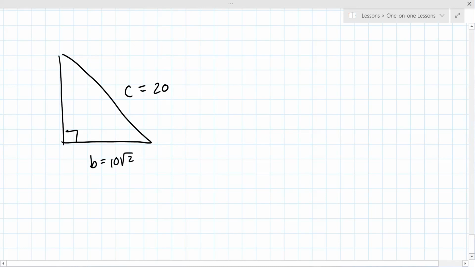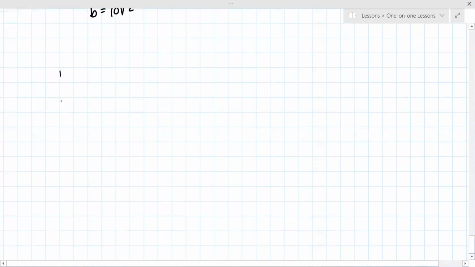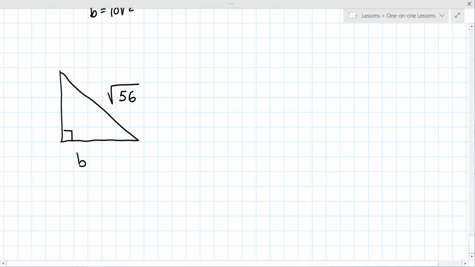Now, these are a little harder to make more difficult, but I'll try here. So let's do this. Let me tell you that the hypotenuse here is the square root of, let's say, 56. And I want you to find B.